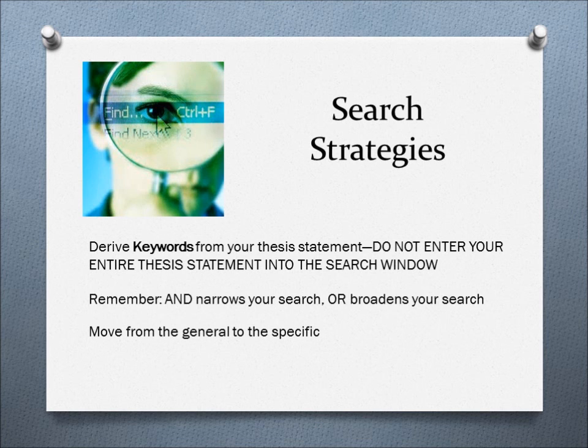Move from the general to the specific. Try broader terms if you can't get enough results. Try narrower terms if you get too much.